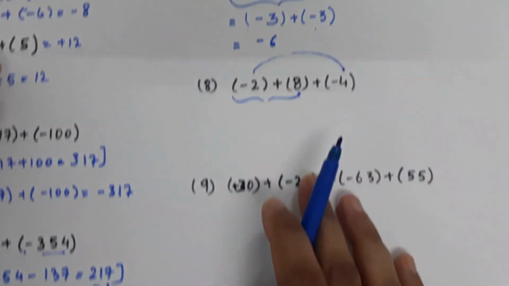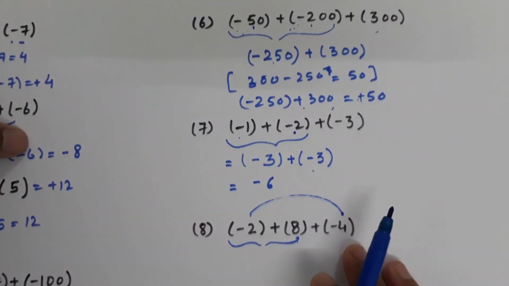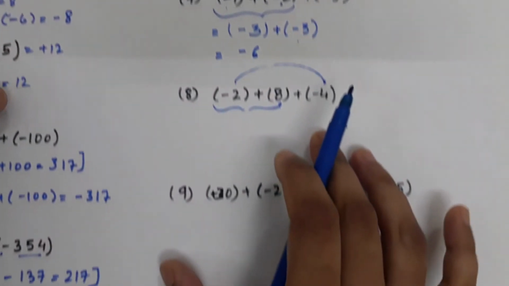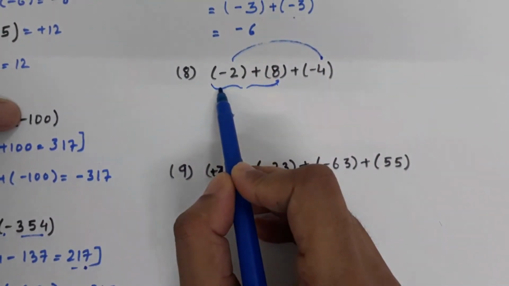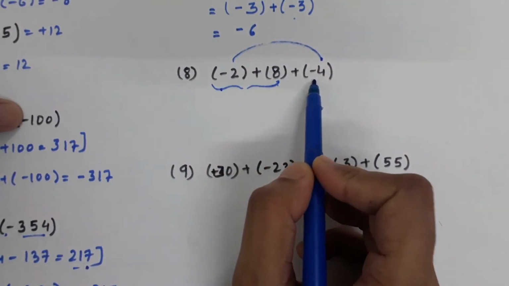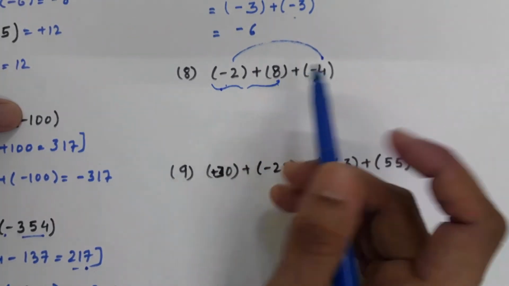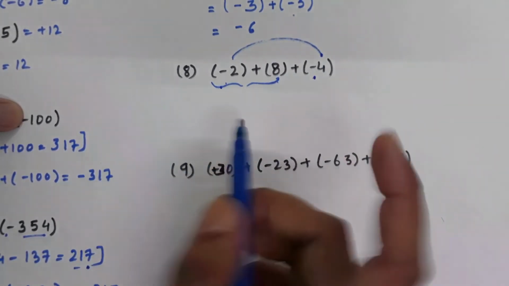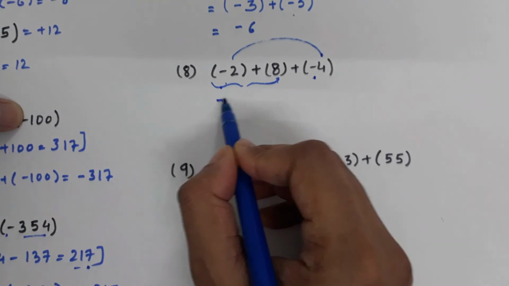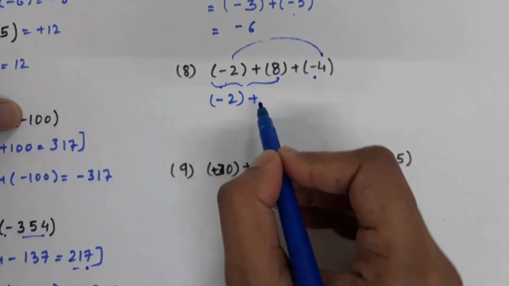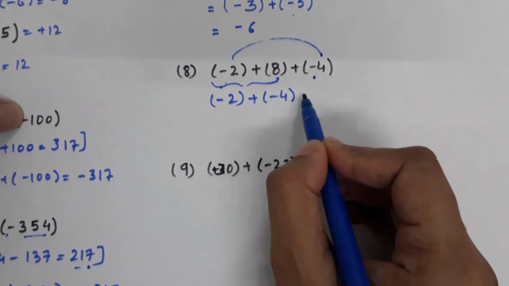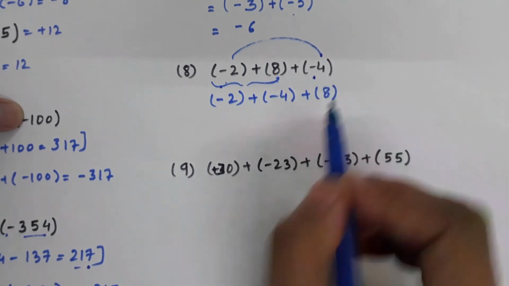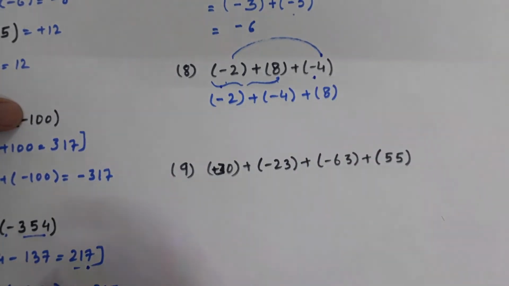So in the last two problems I was taking the first two integers and solving. In this case I will take the first integer and last integer because they both have the same sign, so it is easy to calculate. So I'll just rearrange them. I'll write this as minus 2 plus minus 4 plus 8. I'm just rearranging the numbers for easy calculation.